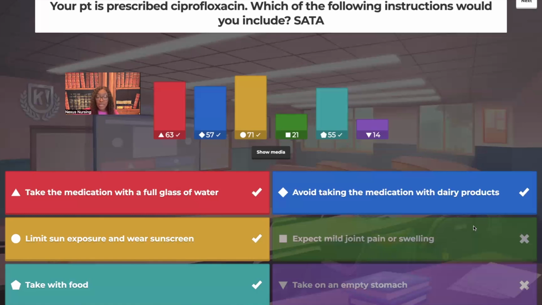Next, taking on an empty stomach. No, that's actually going to cause more GI issues. We want to decrease the GI issues. Okay, make sure you know your fluoroquinolones.